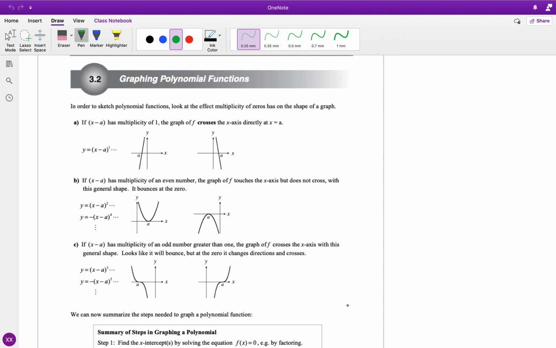Now 3.2, graphing polynomial functions. So now we know, in fact, 3.1 and 3.2 are both regarding how to graph, or as a matter of fact, we can say also sketch, because for the very detailed graphing, we won't be able to do it until we get to calculus. But in any case, I will further explain what I meant here.